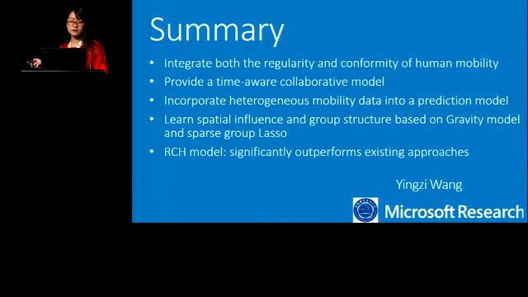In summary, we integrate both the regularity and conformity of human mobility, and we provide a time-aware collaborative model. Then we incorporate heterogeneous mobility data into a prediction model and learn spatial influence and group structure based on gravity and sparse group lasso. Finally, the RCH model significantly outperforms existing approaches. Thank you.